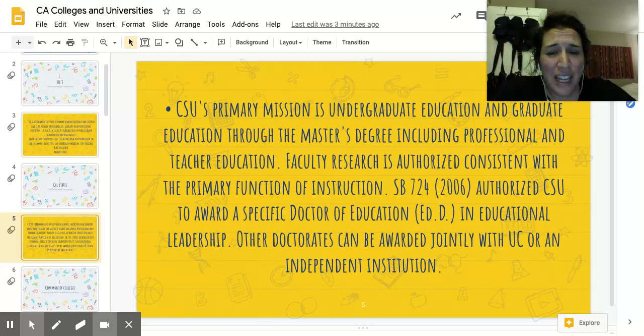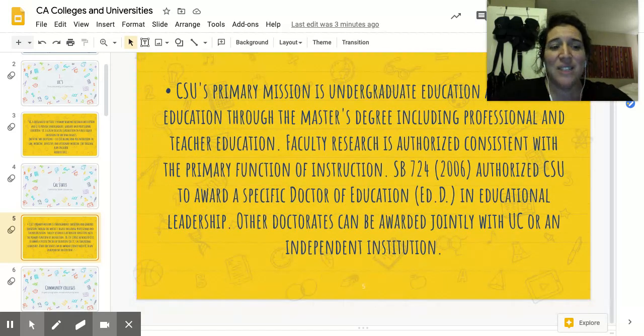Other doctorates can be awarded jointly with UCs, but if you want to go to the same school to get your undergraduate, your four-year degree, your master's degree, and your doctorate, then Cal States might not be the right choice for you.